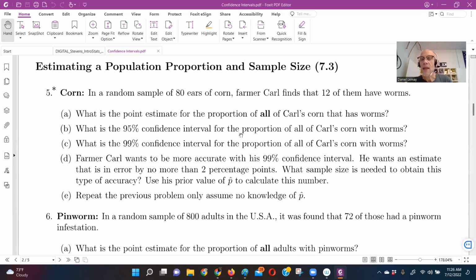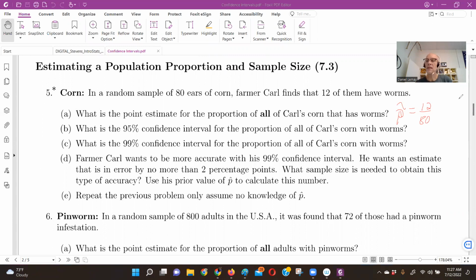But anyways, what we're going to do here, and this is a little different than the binomial distribution: we have x equals 12 and n equals 80. So what's our point estimate? Our point estimate is just p hat, this sample proportion. Unlike the normal approximation to the binomial distribution, where you come up with a number, here we're coming up with an actual percentage. So p hat equals 12 over 80.